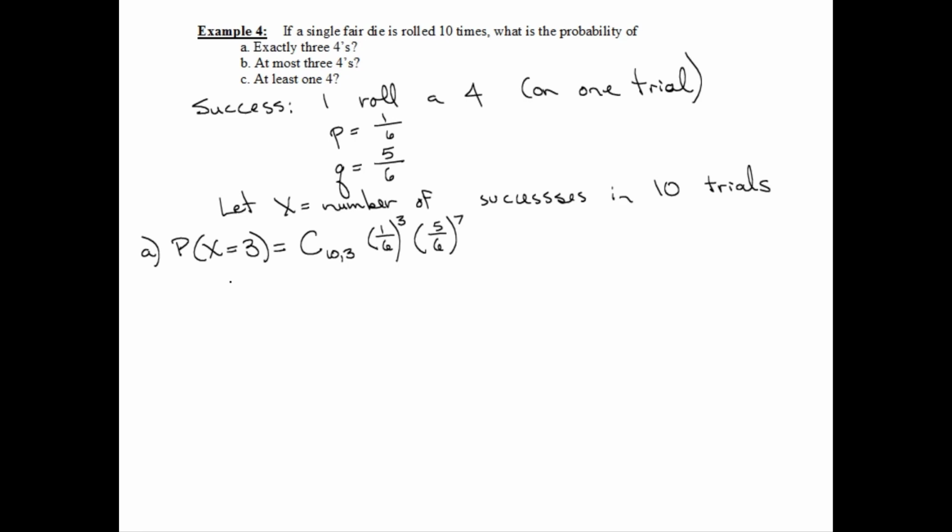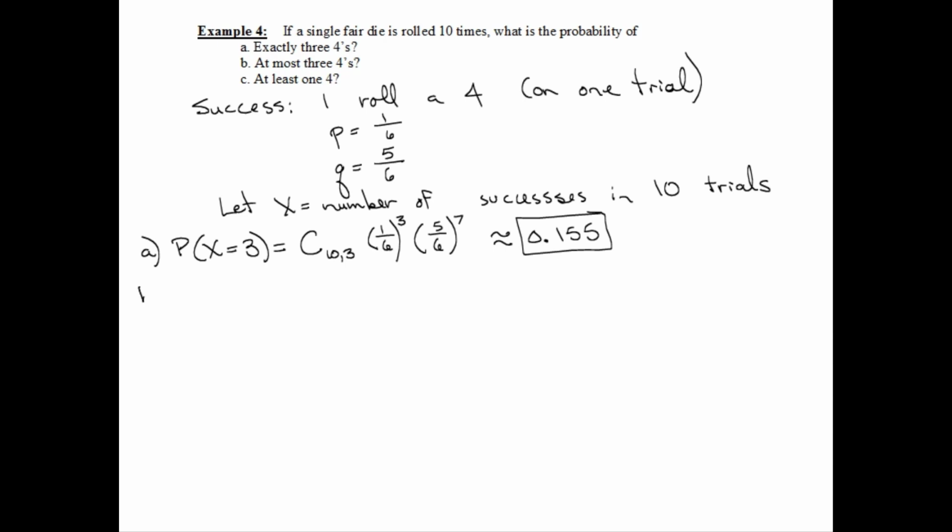So we should end up with 0.1155. Make sure that you work this on your calculator and that you get comfortable doing this arithmetic on your calculator and putting it with the combination 10, 3. Make sure that you can duplicate these answers.